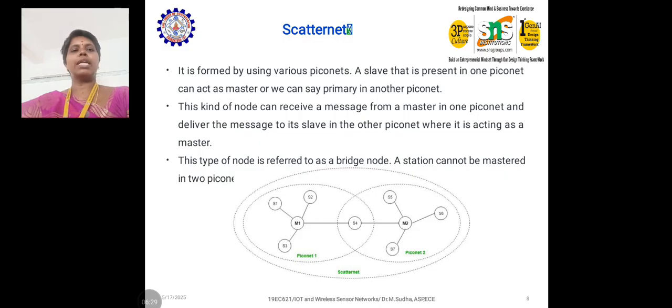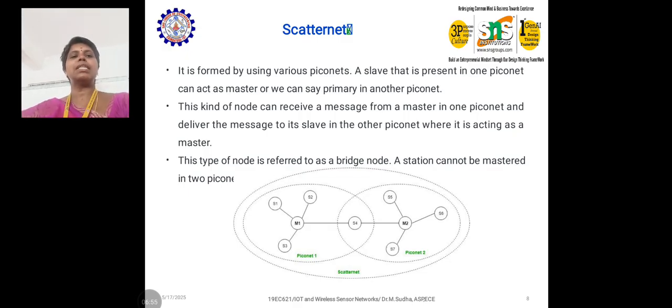This kind of node can receive a message from a master in one piconet and deliver the message to its slave in the other piconet where it is acting as a master. So this is how the transmission happens in the scatternet of the Bluetooth network. This type of node is referred to as a bridge node. A station cannot be master in two piconets. This is very important.